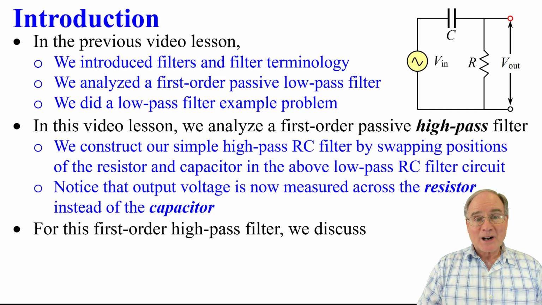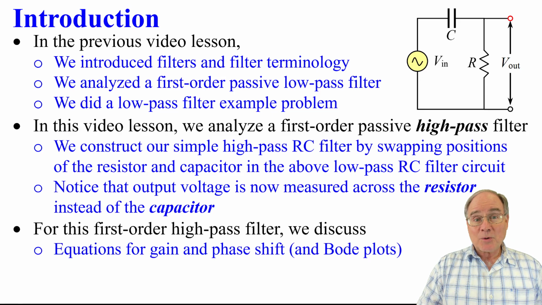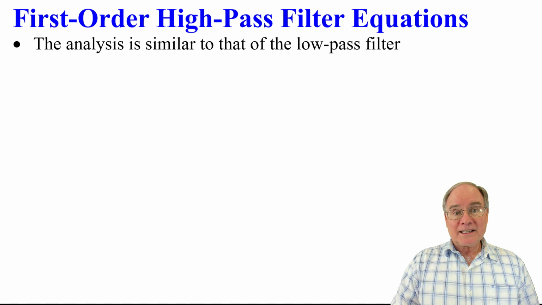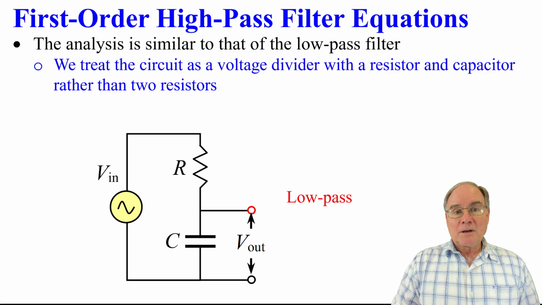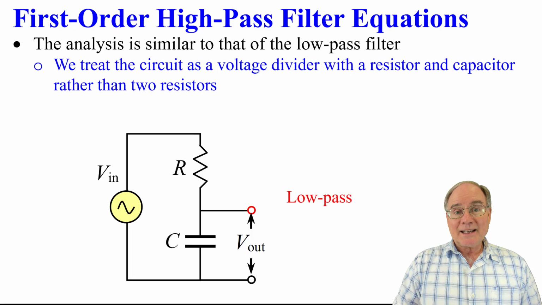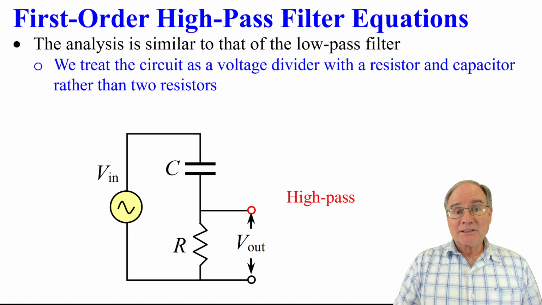For this first-order high-pass filter, I'll show the equations for gain and phase shift along with their Bode plots, and we'll analyze DC and AC signals, and finally I'll do a detailed example problem. The analysis is similar to what we did previously for a low-pass filter. We redrew that circuit like a voltage divider, and we do the same with the high-pass filter. Again, low-pass, high-pass. Notice that all we've done is switch the positions of the resistor and capacitor.